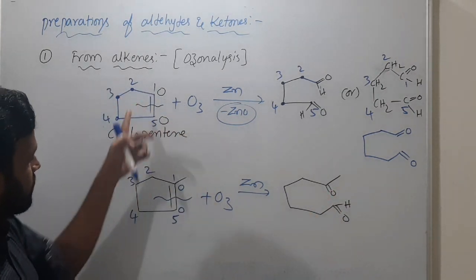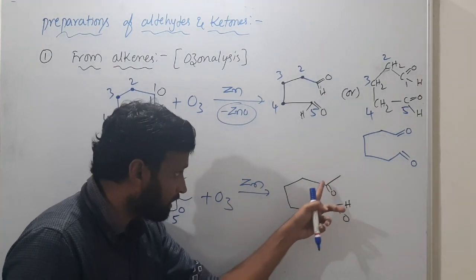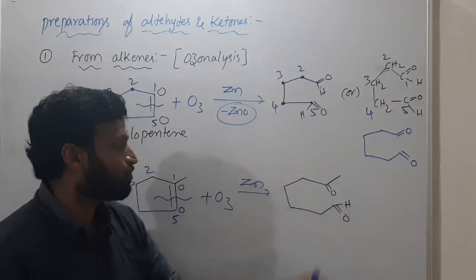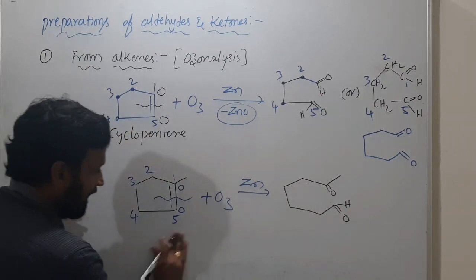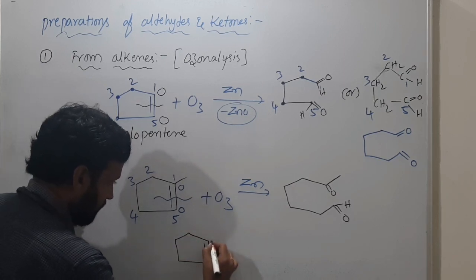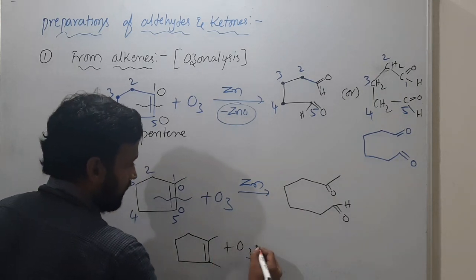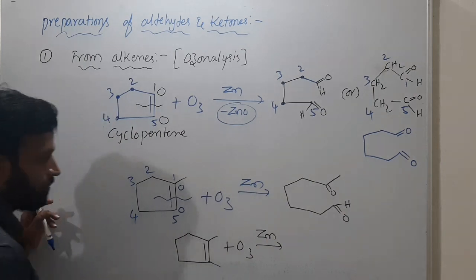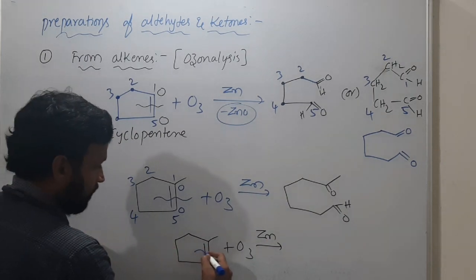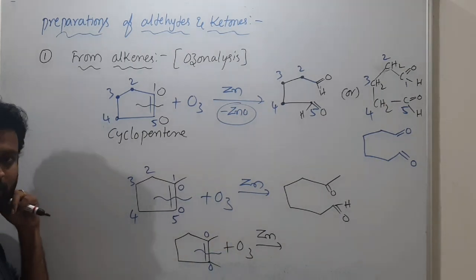So what is the difference between this and this? At first carbon you have ketone here. You observe CH3, C double bond O, CH2, CH2, CH2, CH2 and CHO. If both have a double bond like this and 2 alkyl groups, on ozonolysis in presence of zinc, what is the product you can say now? Definitely the double bond will break and here one oxygen and here one oxygen. 2 oxygens you are having.